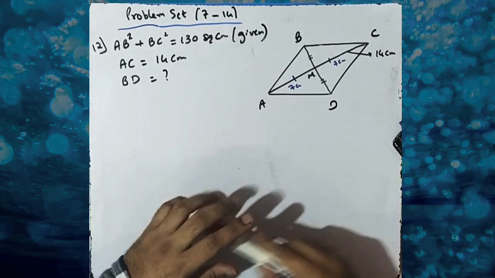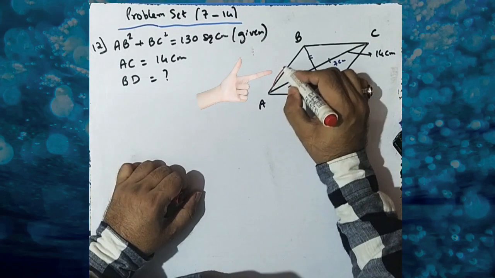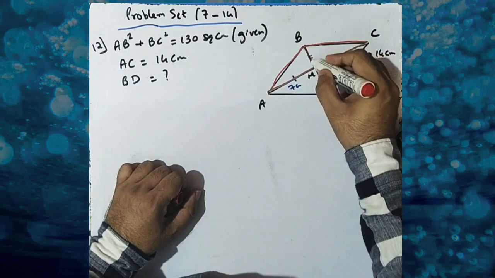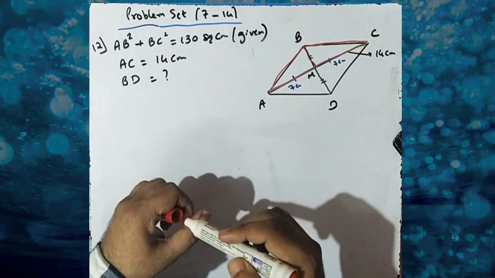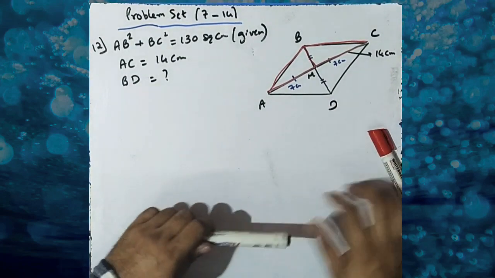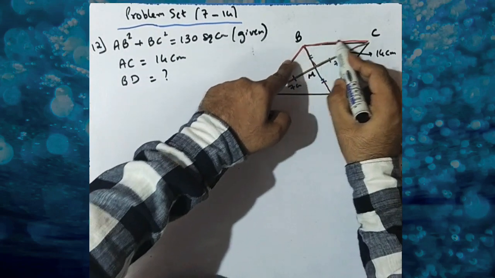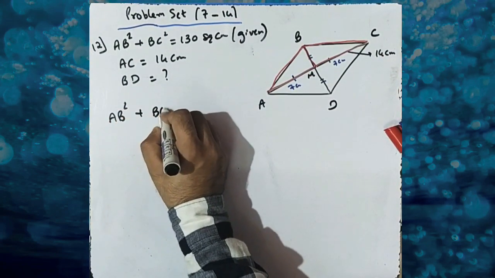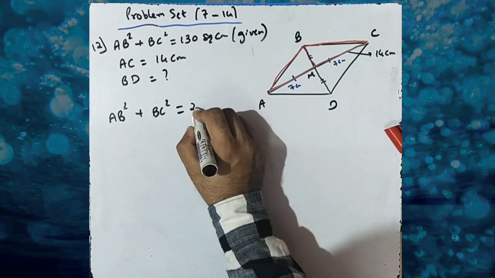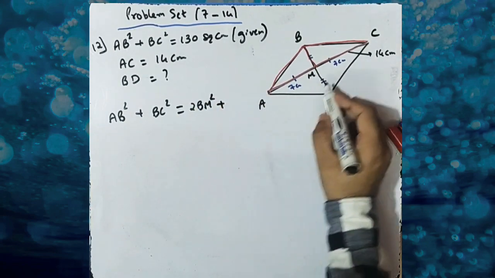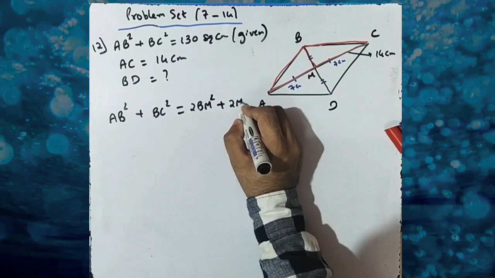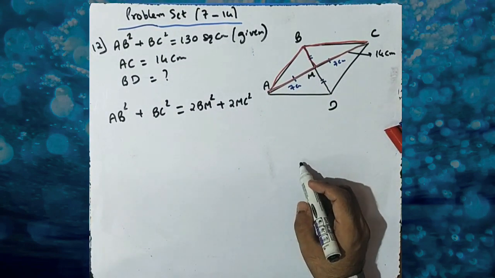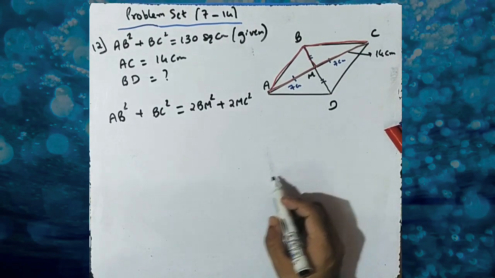Now consider triangle ABC where BM is the median. Therefore, by Apollonius theorem, AB square plus BC square is equal to 2BM square plus 2MC square. After applying Apollonius theorem, substitute the values.